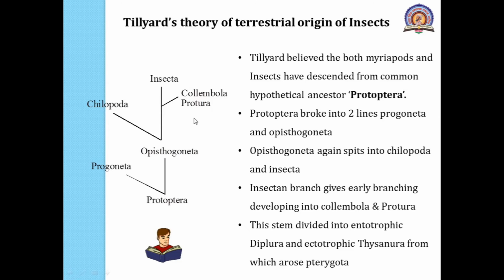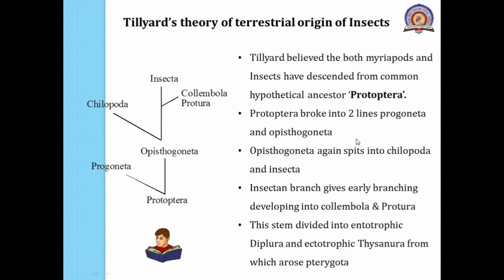Entotropic Diplura, in the sense that the mouth parts are withdrawn into the oral cavity, is a characteristic found in the Diplura, and ectotropic, in the case of Thysanura, means the mouth parts lie outside the mouth cavity. From this Thysanura arises the well-developed pterygote insects of today. So this is the theory given by Tillyard, believing in the terrestrial origin of the insects.